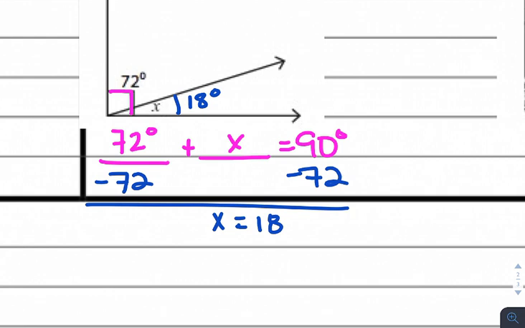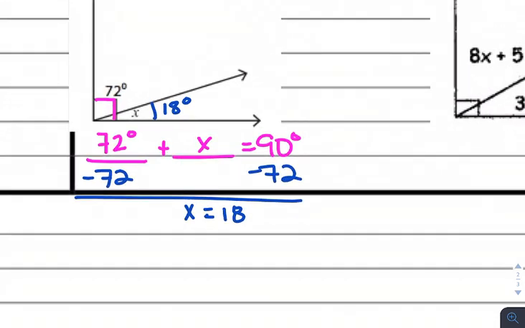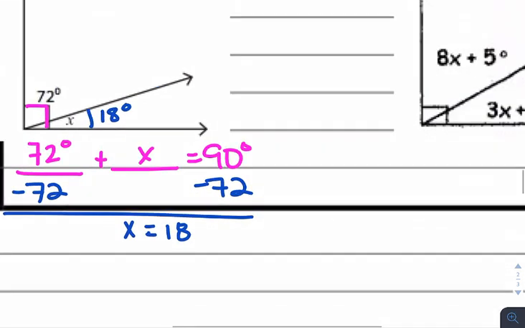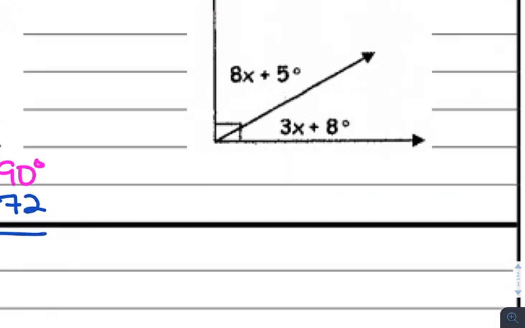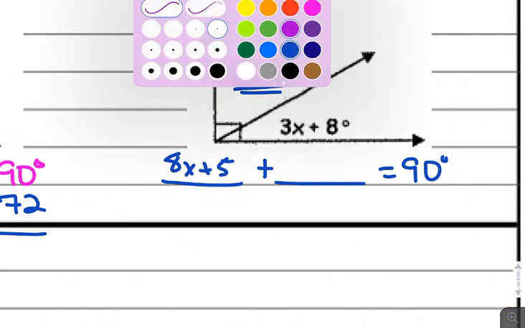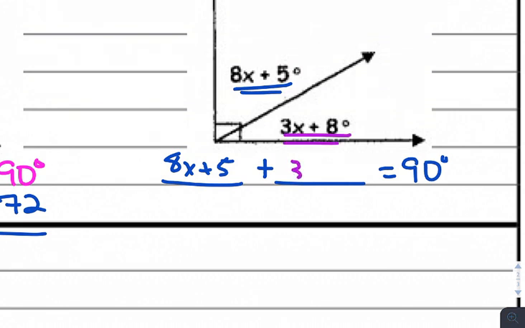Here, we're going to have a little more complication, but not too much more. Again, we know the total has to be 90 degrees, so we just have to input these two parts, 8x plus 5 here, and then 3x plus 8 here. So we know the totals are 90 because they're complementary. We know they're complementary because we see a right angle. And now we just add them together. So 8 plus 3, that'd be 11x. 5 plus 8 gives me 13. That equals 90. Now we can solve it algebraically.